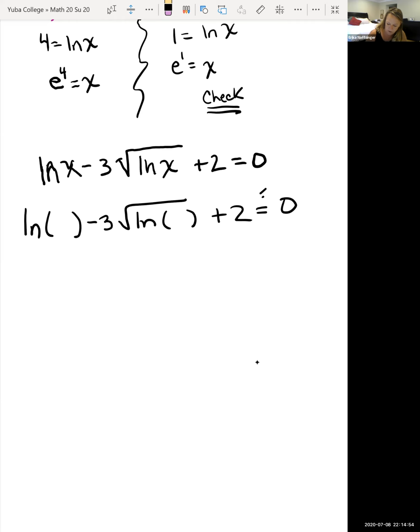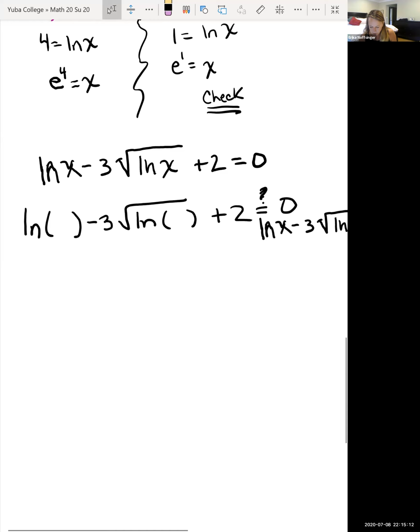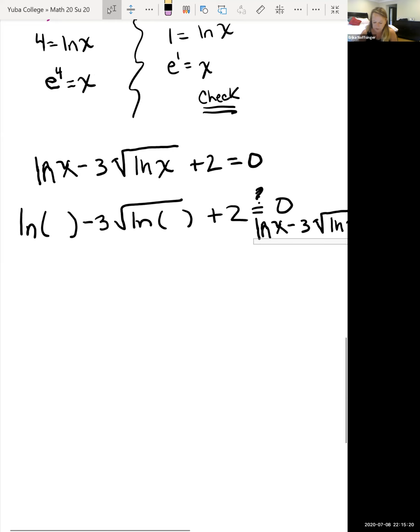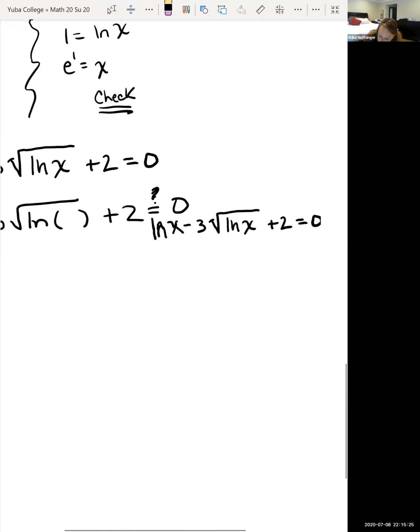Oops. Wrong button. So now go in and plug in e to the 4th power. Okay, sorry. I was trying to be fancy and copy and paste again so I didn't have to rewrite it. That's probably taking longer.